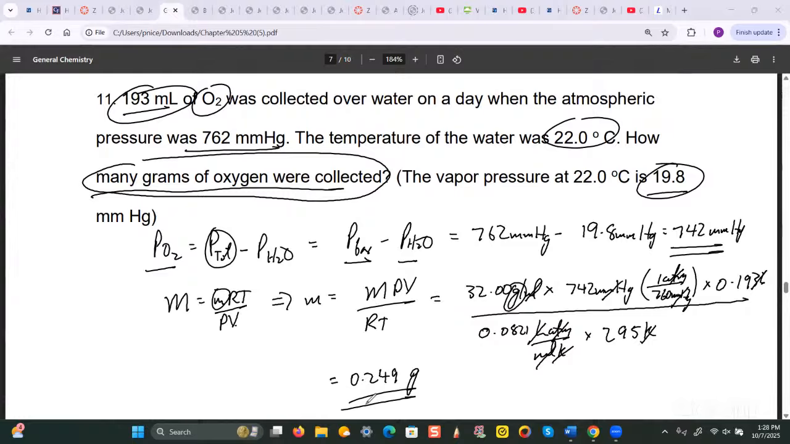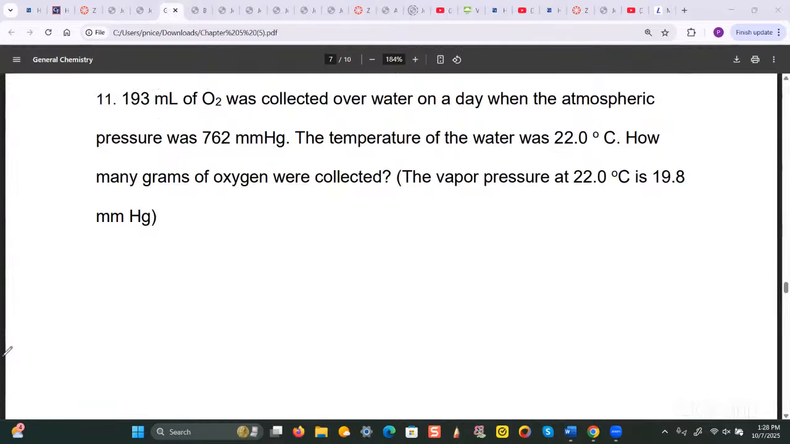I got an answer before of 189 grams. That wouldn't make any sense for the mass of oxygen. All right. Okay, so any questions about this particular problem, number 11? Any questions? Okay, moving on. Let me clear this first. Let's go down.